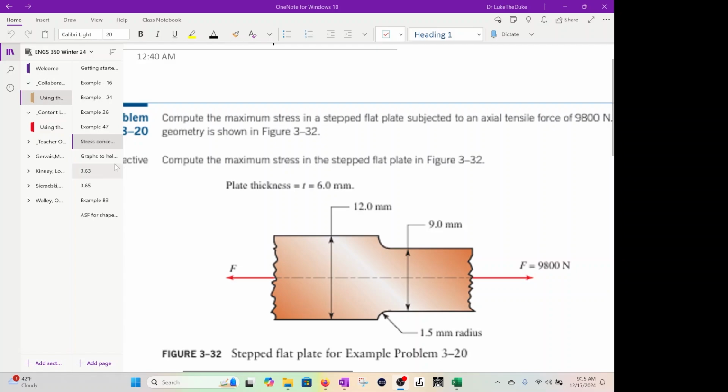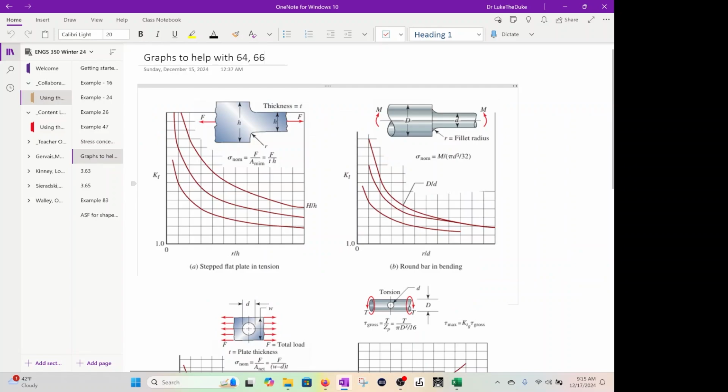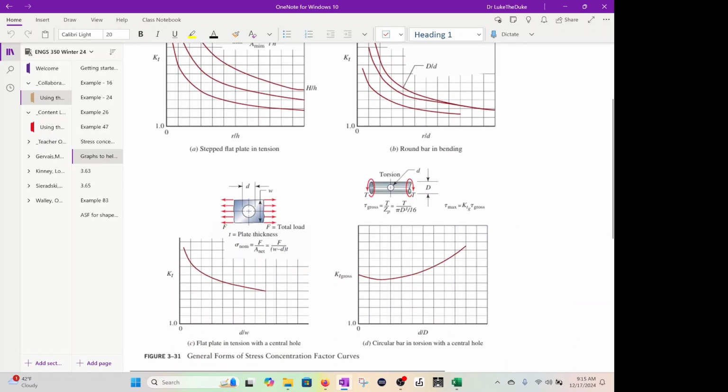Other examples here at the top left, very similar to what I just showed you: a stepped flat plate in tension. Here's a round bar in bending. Here is a flat plate in tension with a central hole. And here is a circular bar in torsion with a central hole. These create what they call stress concentrations, and we can use this KT factor to figure out a correction for these stresses.